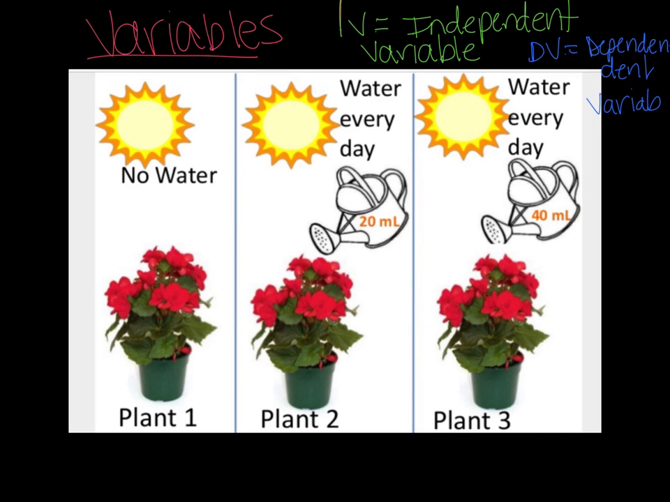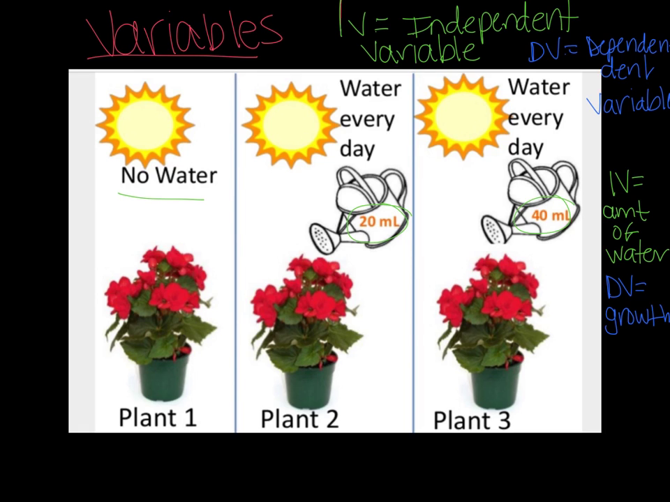So in this experiment, you can see that we are changing how much we water the plant. Okay, so we've got no water, 20 milliliters of water, and 40 milliliters of water. So our independent variable is the amount of water. Our dependent variable then would be the data, or what we are measuring. So in this experiment, our dependent variable would be the growth of the plant.